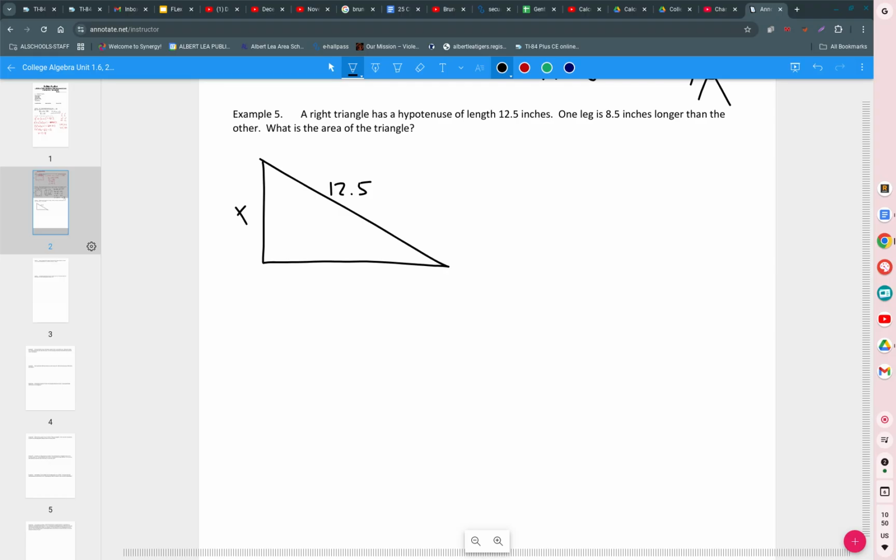It says that one length is X, the other one is 8.5 inches longer. So the other one's going to be X plus 8.5. And it is asking what is the area of the triangle. Remember, it is important to just try anything. Talk to the person next to you, 35 seconds. If you're going to try something, what is something you could try at this point? Go, talk. Base times height over 2. So X times X plus 8.5, and all of it over 2.